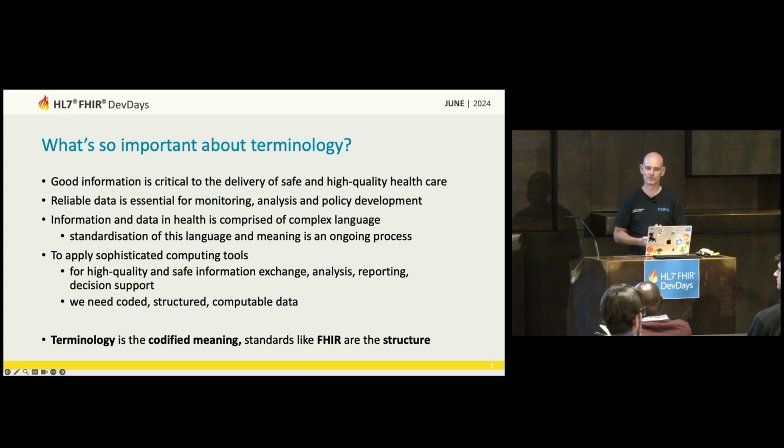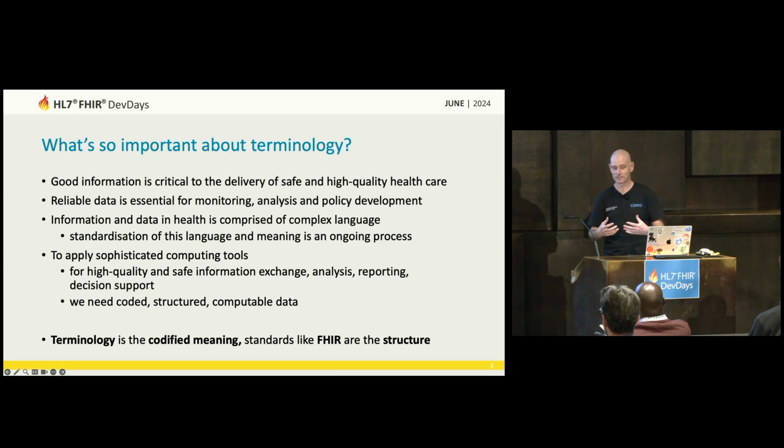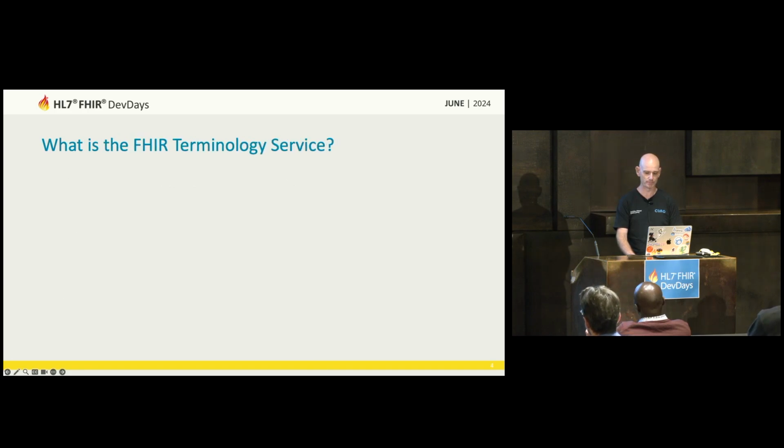But to apply the sophisticated tools we want to apply, we really do need that high quality data for safe information exchange, to enable the sorts of things we want to do with analysis, reporting, decision support. We need to make sure we've got the same meaning at both ends of exchanges, understood really well. And to do that, we need coded, structured and computable data. So in that context, terminology is the codified meaning, and FHIR is the structure, and there are a number of different ways of representing that structure, and FHIR's obviously a pretty good one.